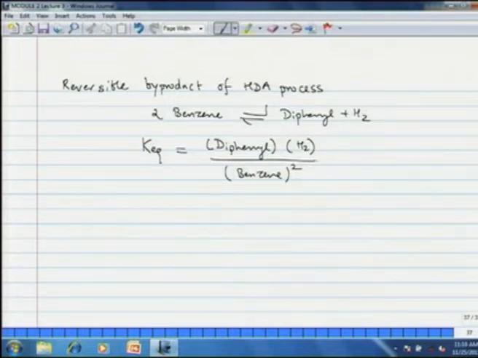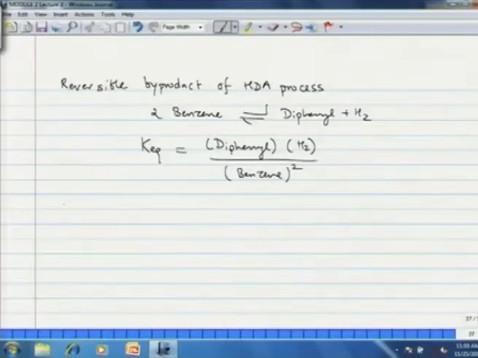Now, we will see in the tutorial actual calculation of diphenyl using this. So, that completes the topic of reversible recycle material balance. Now, let us see the reactor heat effects.